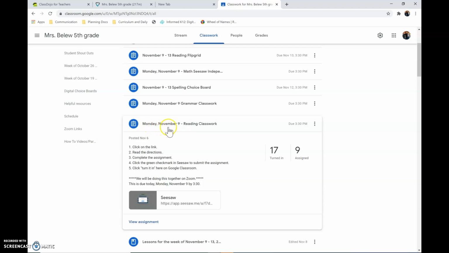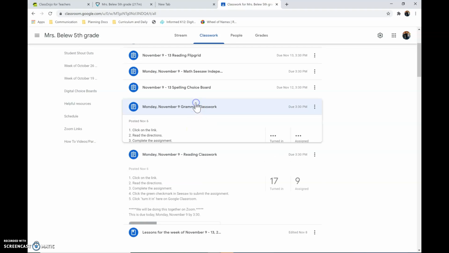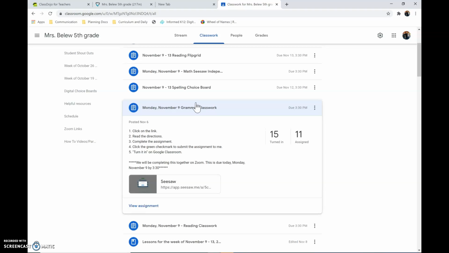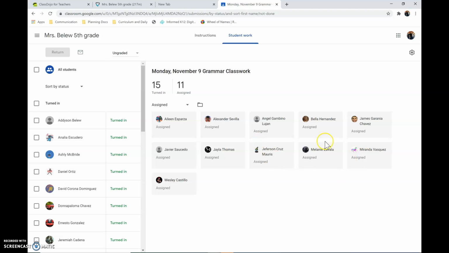So I always have it by date, and if it's classwork, it will say classwork, and that will give you the hint that we did this together. This is the grammar classwork we just completed. Melanie did not complete it.